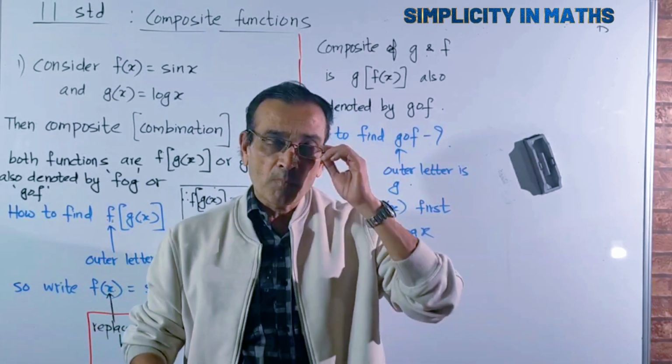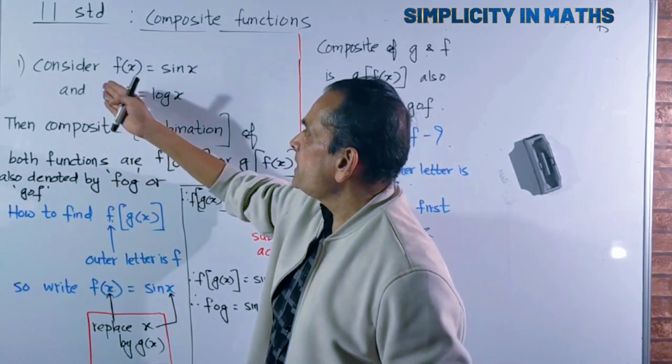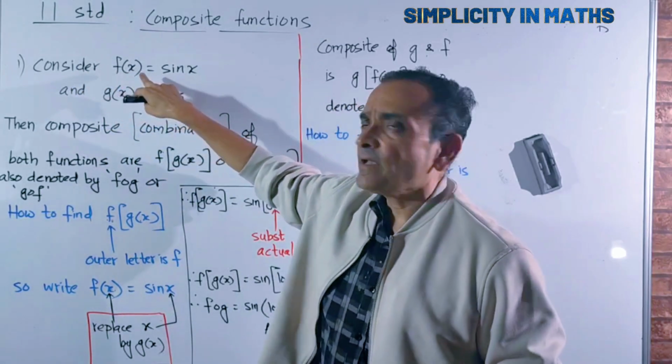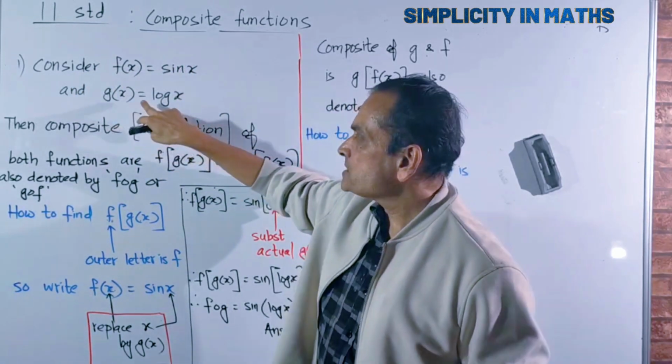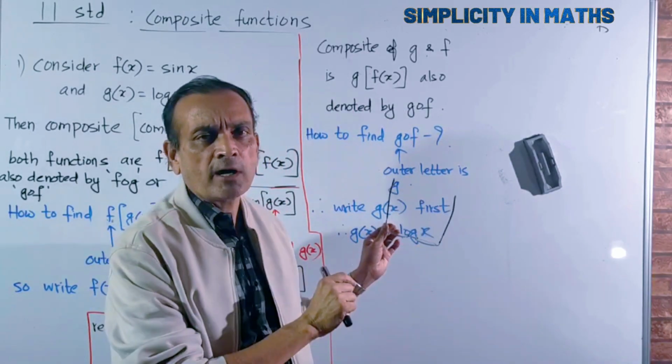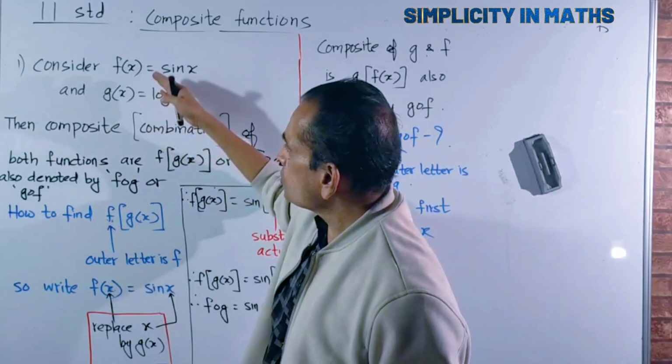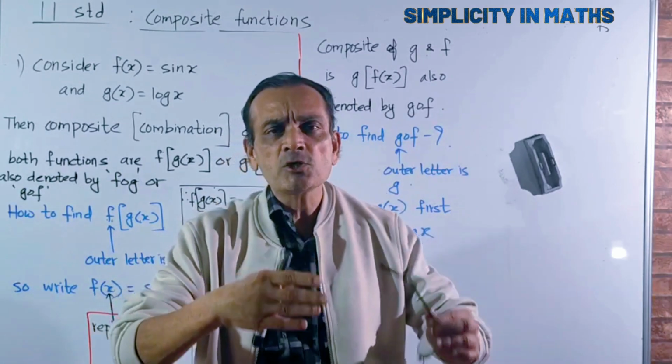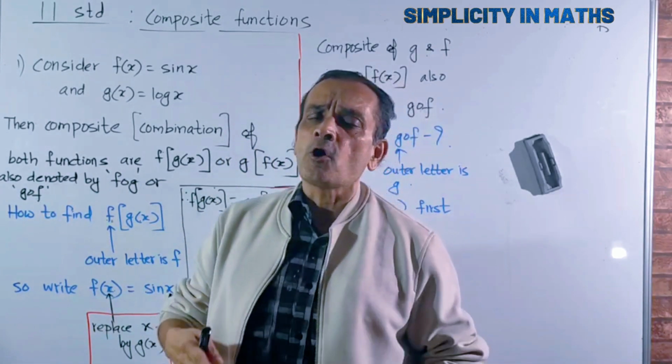हमको मालूम है. तो अभी यहाँ पे दो फंक्शन लिए हैं. कंसिडर fx इक्वल टू sin x, gx इक्वल टू log x. अलग अलग फंक्शन है. एक ट्रिग्नोमेट्रिक फंक्शन है, एक लॉगरिथमिक फंक्शन है. तो दोनों को कंबाइन जब करते हैं, कॉम्बिनेशन ऑफ टू, उसको बोलते हैं composite function.